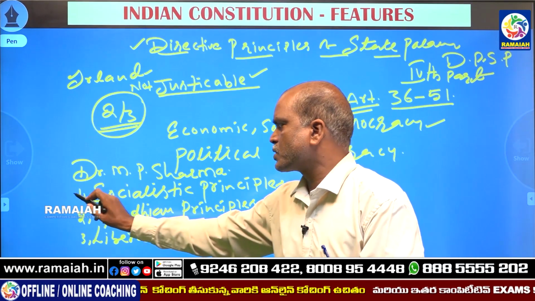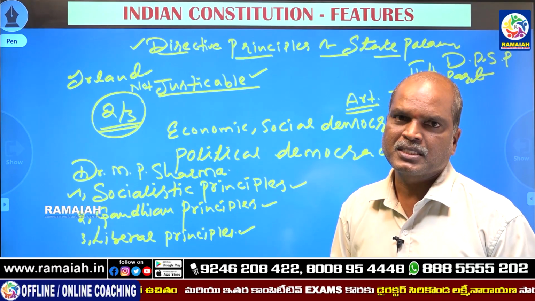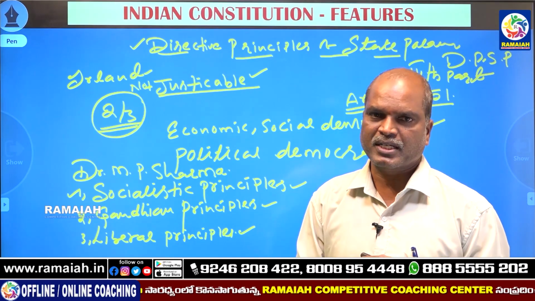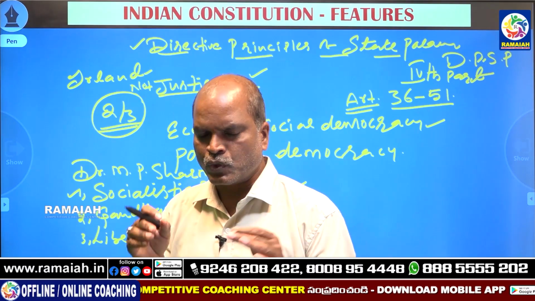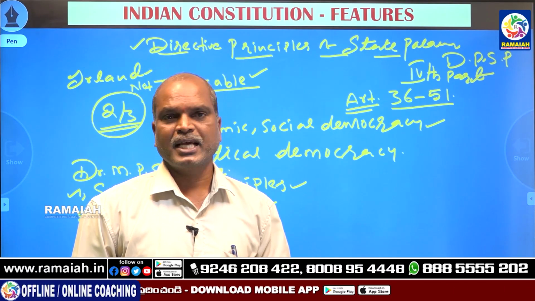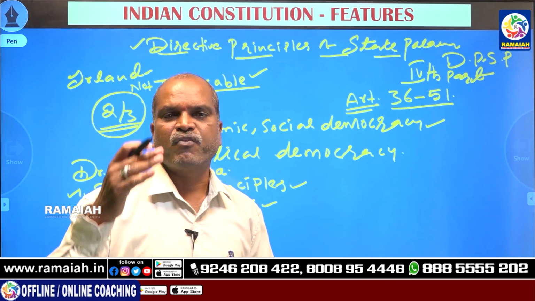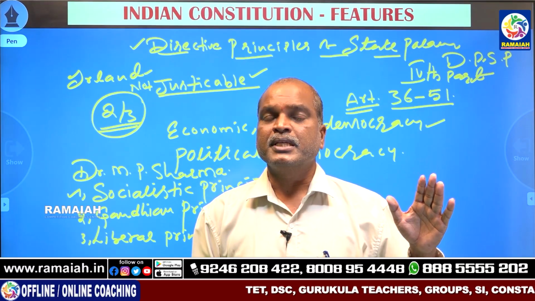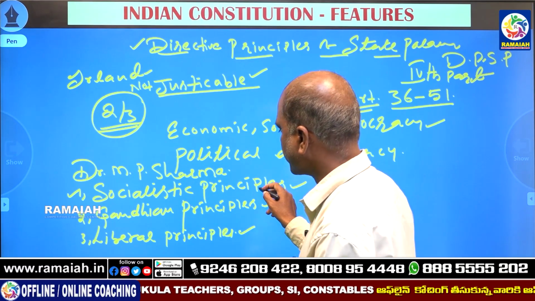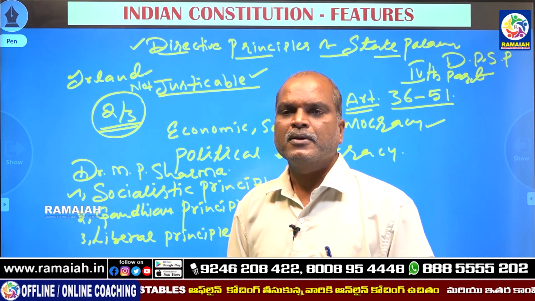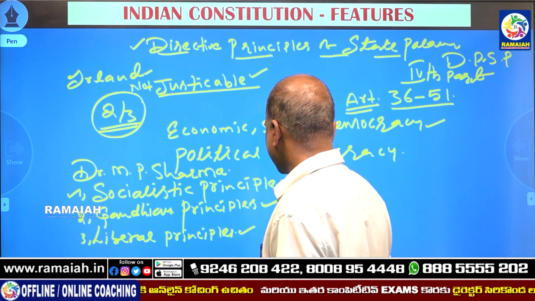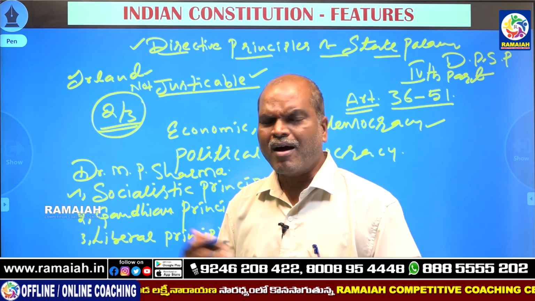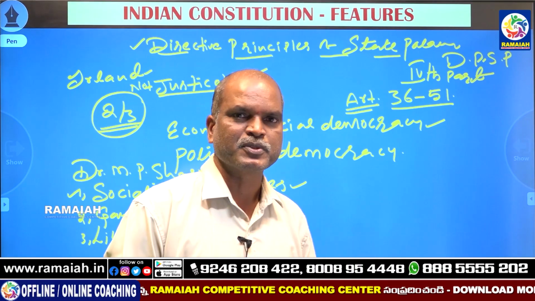What are the best examples of socialistic principles? Equal wages for equal work. Irrespective of gender, whoever does the same work is eligible to get equal salary. It indicates economic equality. Once we form economic equality among the people, equality will be there in all fields and sectors. That is an example of the socialistic principle. Gandhian principles, examples: village panchayat, prohibition of liquor, and encouraging cottage industries. All of these are best examples of Mahatma Gandhi's ideas in the directive principles of state policy.